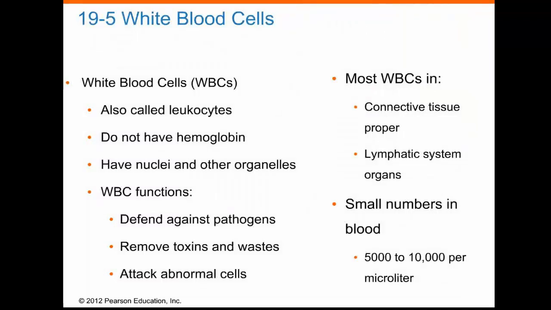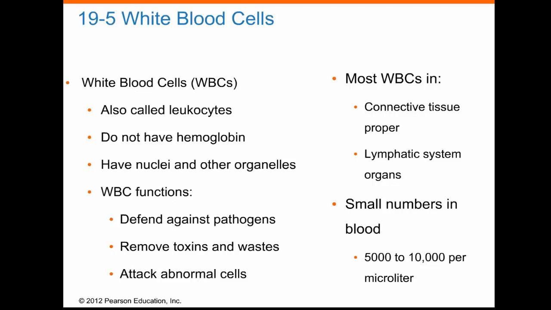Let's look now at white blood cells. White blood cells are also called leukocytes. They do not have hemoglobin, but they do have a nucleus and other organelles. Their job is to defend against pathogens and disease, to remove toxins and waste, and to attack abnormal cells.